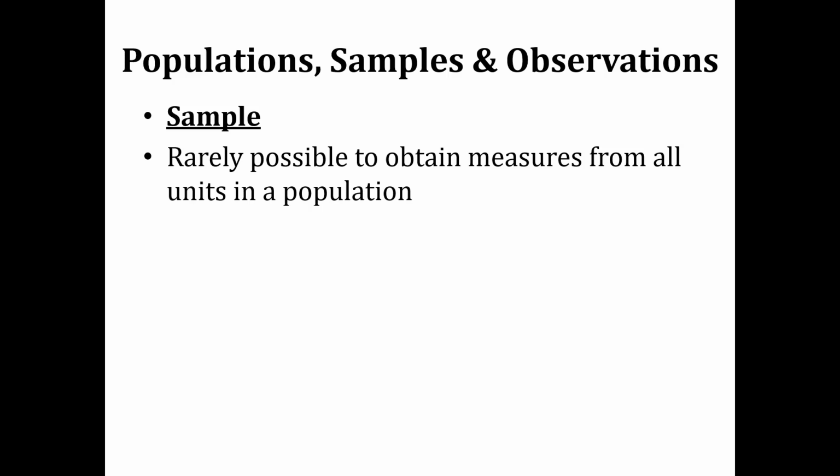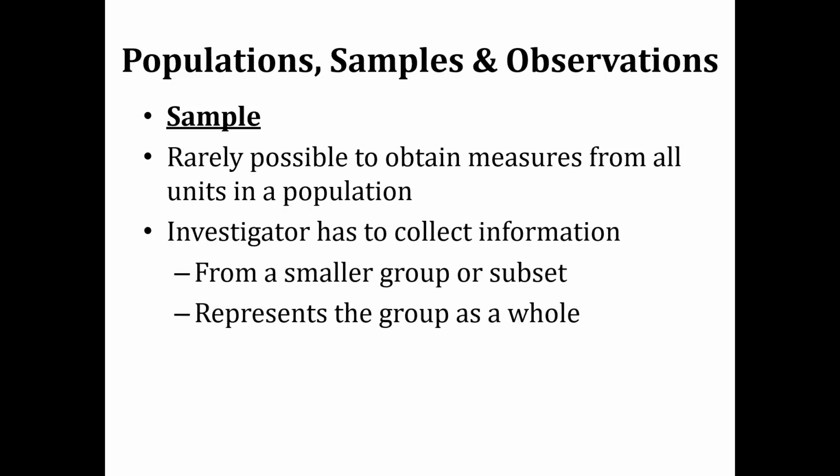So what we do is we measure the height from 300 or 400 students, and that group from which the observations are taken will be known as the sample. So the investigator has to collect information from a smaller group or subset that can represent the group as a whole. So a sample is basically that subgroup from the population which represents the population as a whole. So this is the concept of sample. A sample is often known as the subset or the subgroup, right?